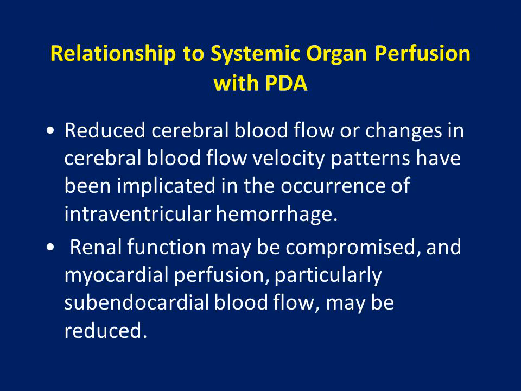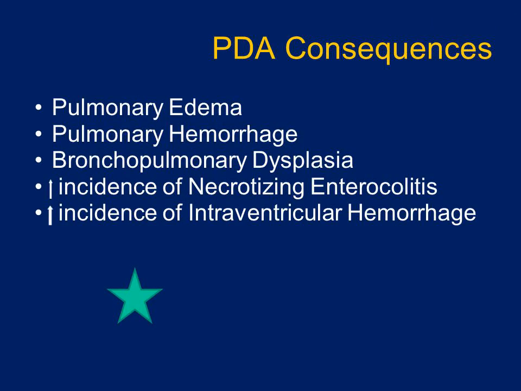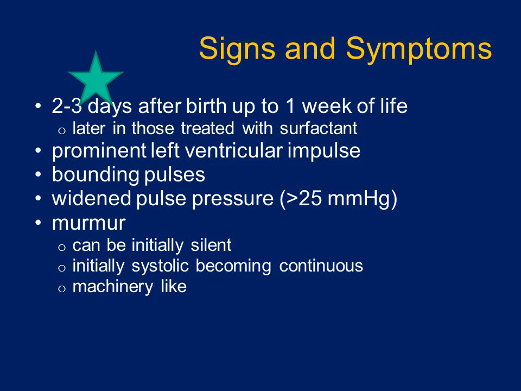Reduced cerebral blood flow or changes in cerebral blood flow velocity patterns have been implicated in the occurrence of intraventricular hemorrhage. Renal function may be compromised, and myocardial perfusion, particularly subendocardial blood flow, may be reduced. PDA consequences: pulmonary edema, pulmonary hemorrhage, bronchopulmonary dysplasia, incidence of necrotizing enterocolitis, incidence of intraventricular hemorrhage. Signs and symptoms appear 2 to 3 days after birth up to 1 week of life, later in those treated with surfactant.